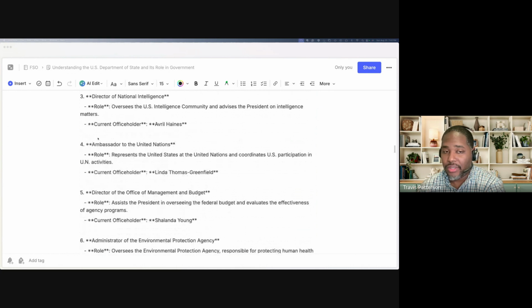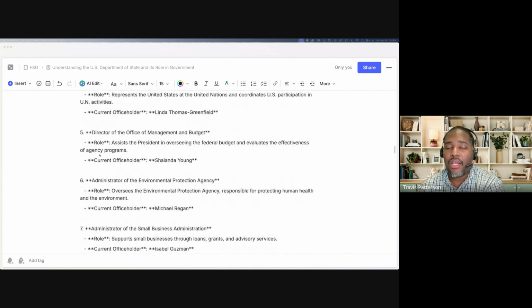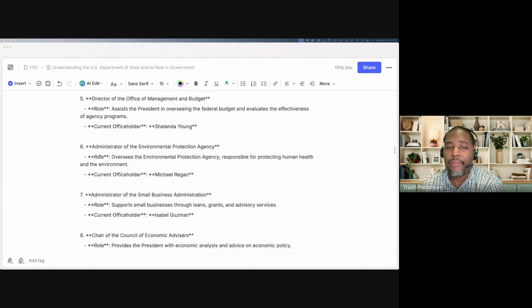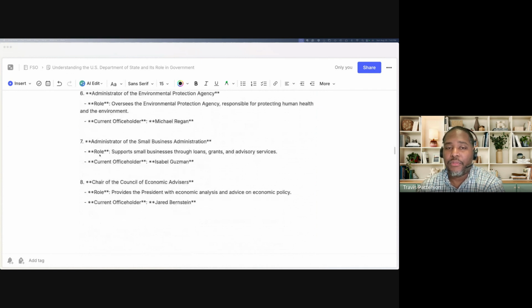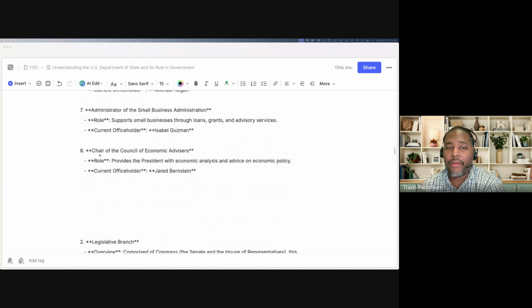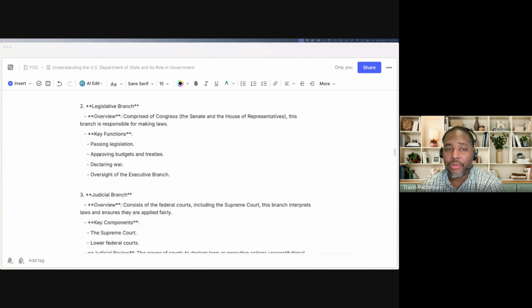Now, this is relevant to us. Linda Thomas-Greenfield represents the United States at the United Nations and coordinates U.S. participation in UN activities. Director of Office of Management and Budget, Administrator of Environmental Protection Agency, Administrator of Small Business Administration, Chair of Council of Economic Advisors. Next, we have the legislative branch.